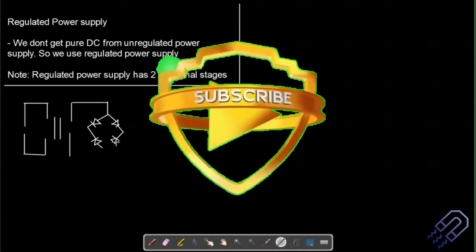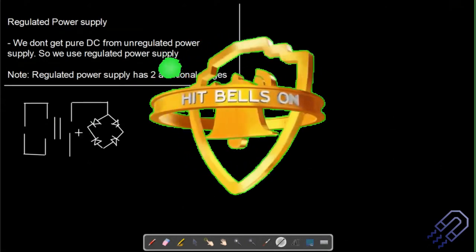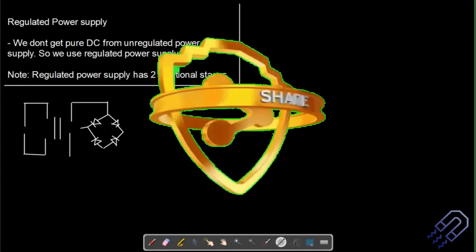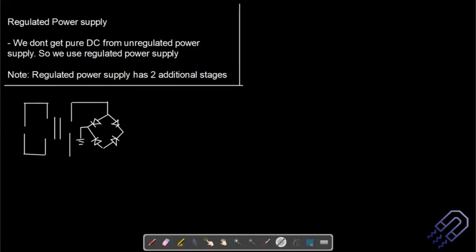In a full wave rectifier, we have 4 diodes. For the positive cycle, 2 of the diodes will be conducting. For the negative cycle, the other 2 diodes will be conducting, and based on that, we are going to get full wave rectification. So this is the diode circuit that we have.